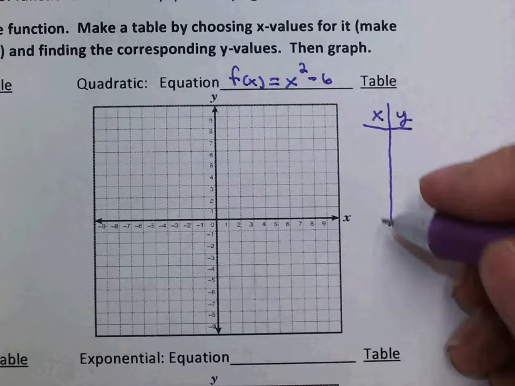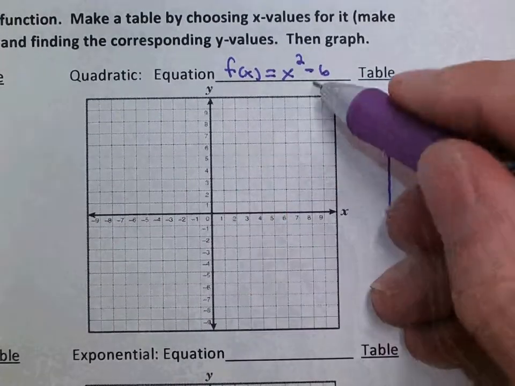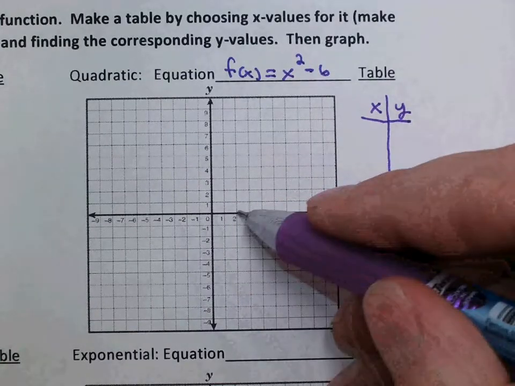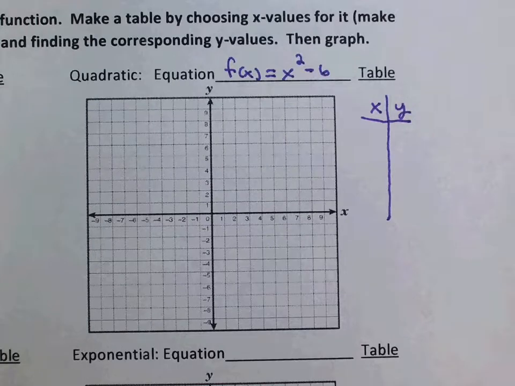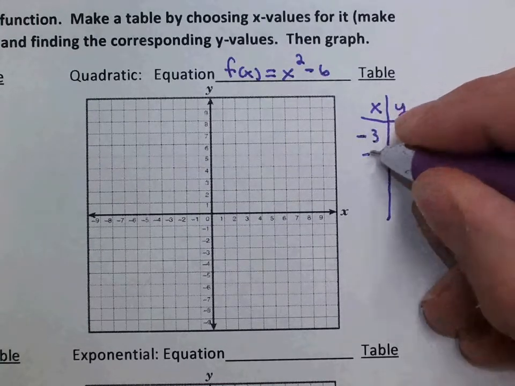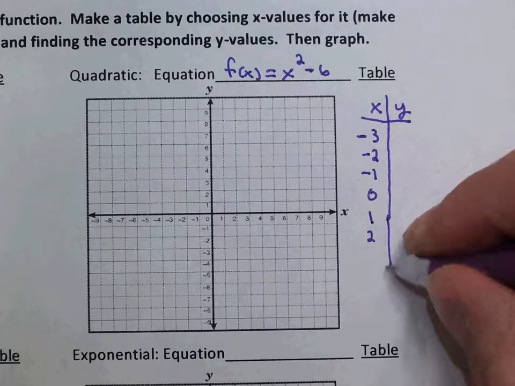I get to choose the x values. Now, I know that this is going to look like the parent function shifted down by 6. And so I know I want some negative and some positive x values. So I'm going to make mine -3, -2, -1, 0, 1, 2, 3.